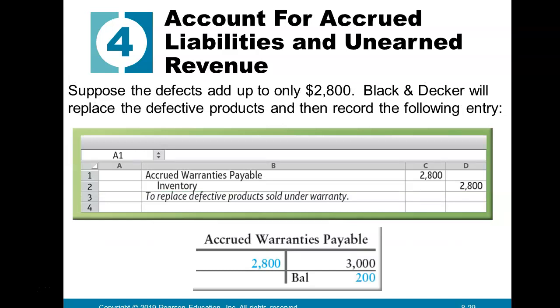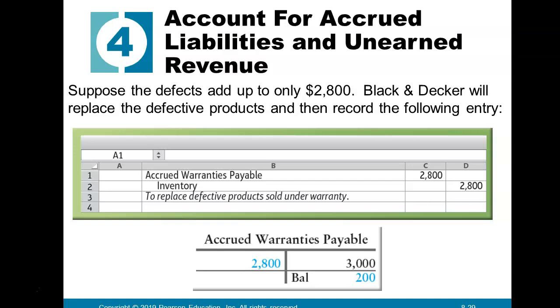Suppose the actual defects add up to only $2,800. Decker will replace the products and then record the following entry. So now they have to make certain that they remove the obligation because they actually replaced them. They've actually replaced the products that were defective. So they have to reduce their inventory, which is an asset, by $2,800.